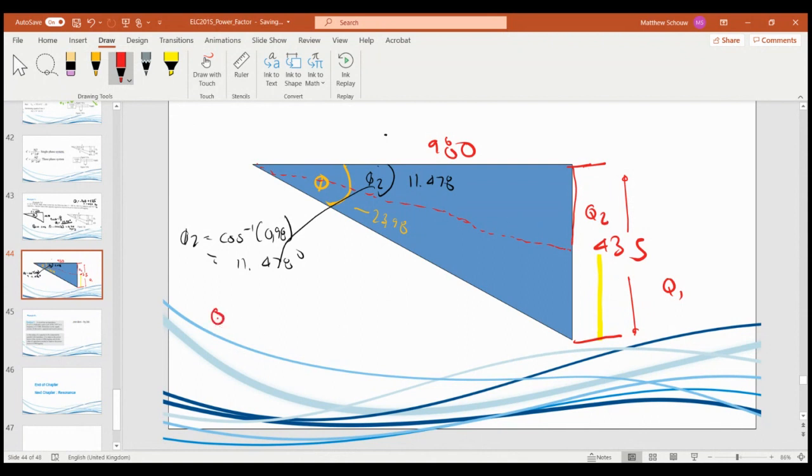So Q2 is quite easy. Tan phi 2 is opposite over adjacent, which is Q2 over P. So P will always stay the same for both. And Q2 will then be P tan phi 2. So that's going to be 980 tan of 11.478. What is my Q2? Someone tell me.